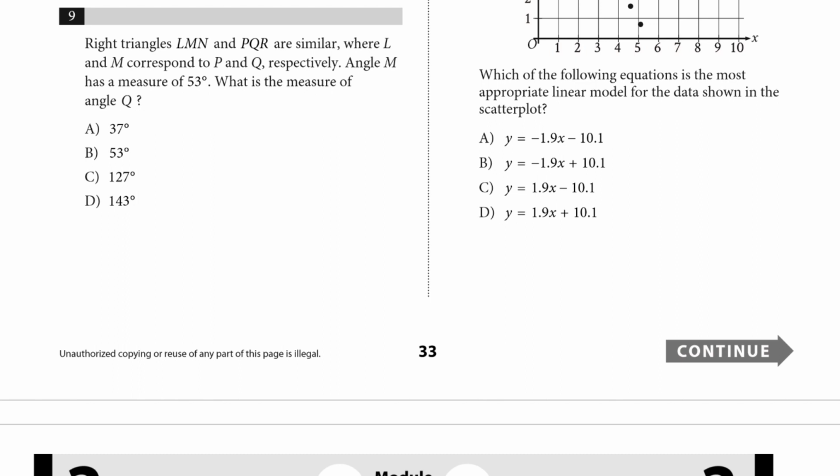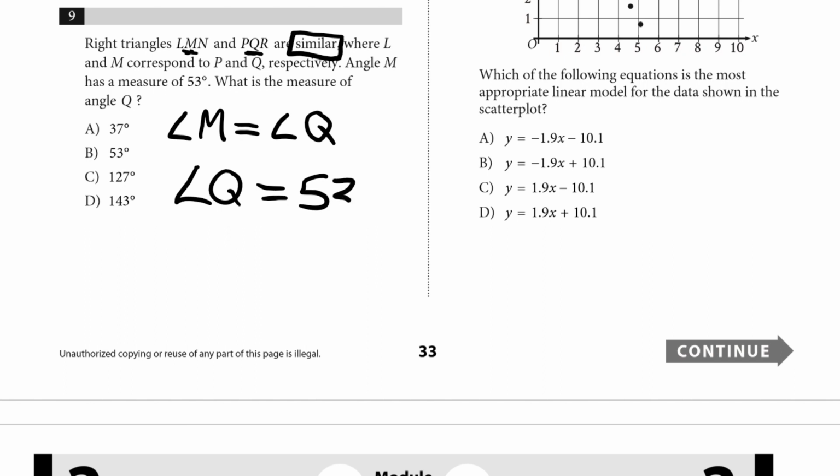We know that angle M and angle Q correspond to each other. Since these two right triangles are similar, that means that the corresponding angles will also be the same. So since the angle measure of M is equal to the angle measure of Q, we know that angle Q has to be 53 degrees.